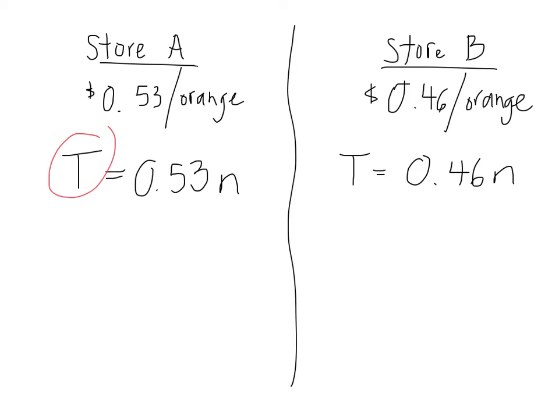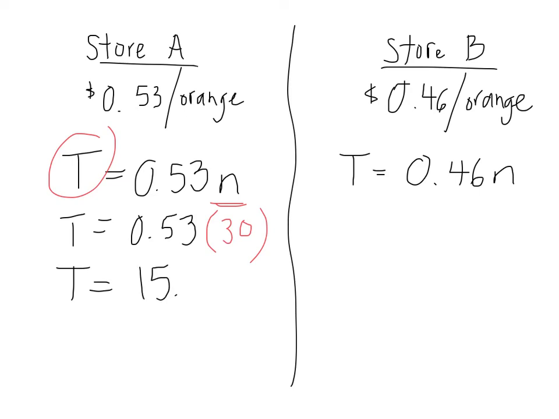So what am I going to do with the number 30? That's right, we're going to replace the n with 30, since n represents the number of oranges. So total cost is equal to 0.53 multiplied by 30, since I'm buying 30 oranges. What is the total cost for 30 oranges? Total cost equals $15.90. So from store A, 30 oranges cost $15.90.